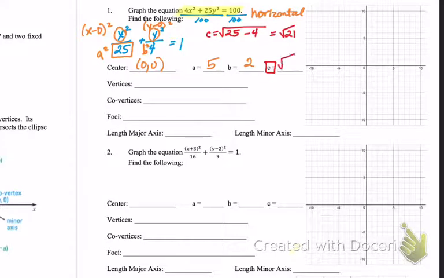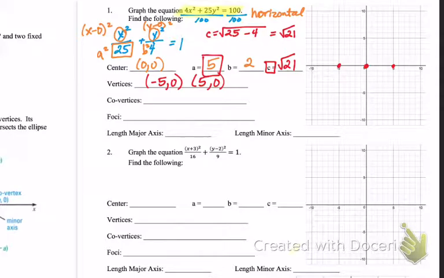So I'm just going to put the square root of 21 here. Then my vertices, so I'm going to plot my point at 0, 0. How to find my vertices, what I do is I take my center and I'm going to go 5 to the right and 5 to the left. The reason why I do that is because that is my major axis. And so I'm going to go on my x-axis 5 to the left, 5 to the right. So my vertices would be at negative 5, 0, and 5, 0.